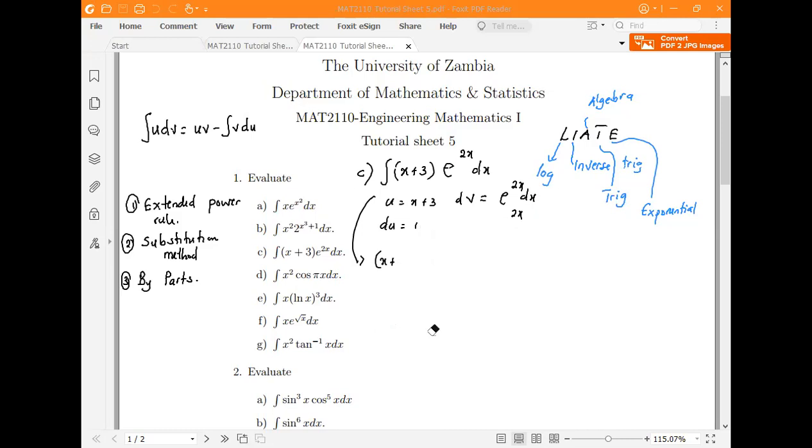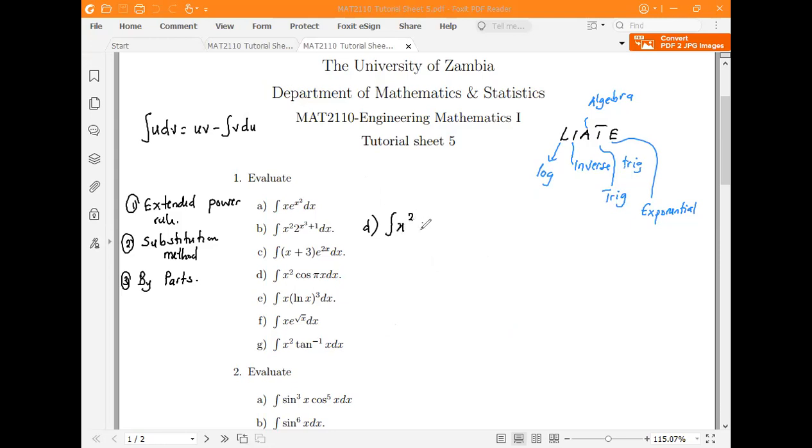What about D? Now we see that D looks like it's a trick thing, but that doesn't make it difficult. We're integrating x squared cos pi x dx. Now we're talking about pi. But pi is just some angle. We don't have to do anything. It's 180.